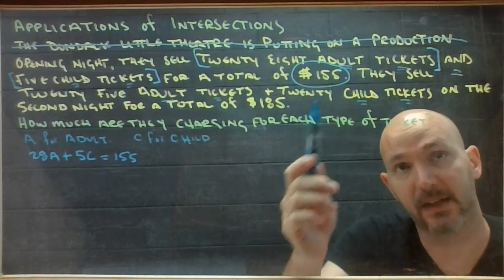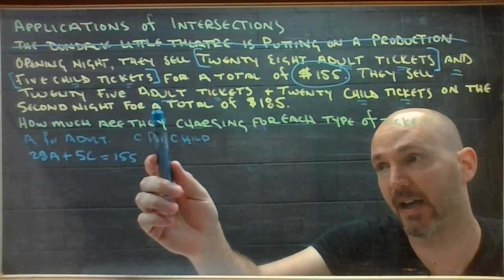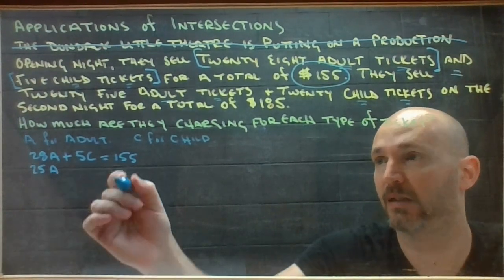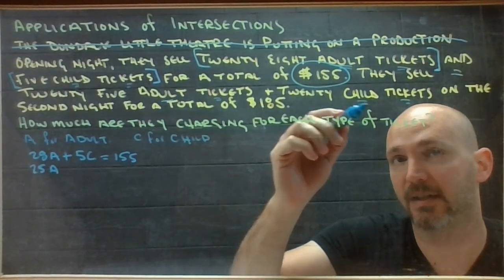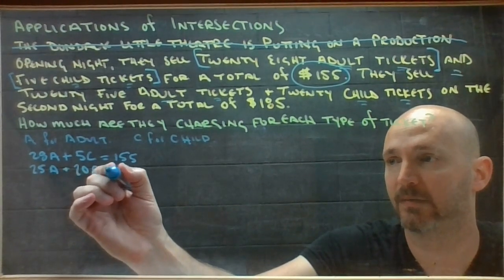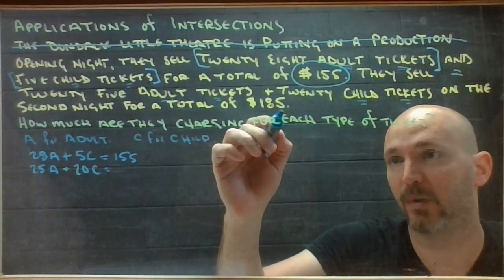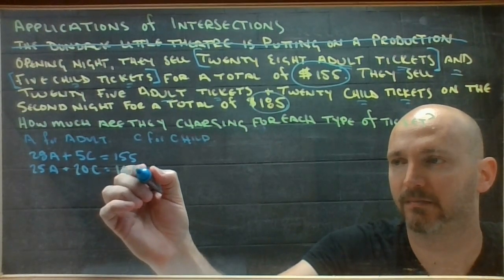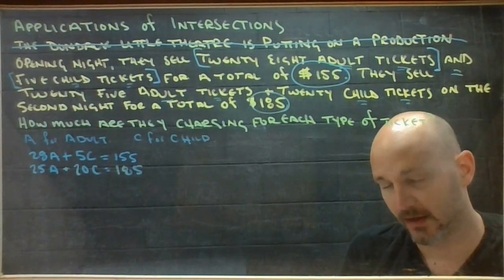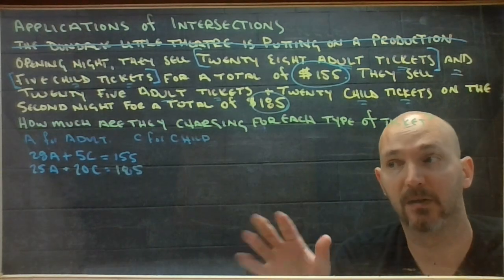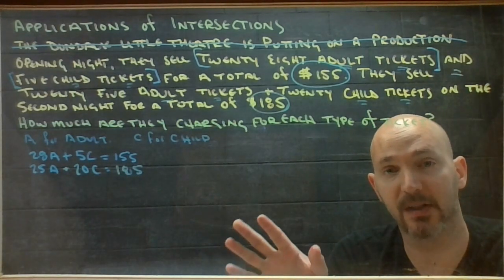On the second night here, they sell 25 adult tickets. There we go. And 20 child tickets for a grand total of $185. There I have my two equations to work with. Once I have those, it's just a matter of using the elimination method.